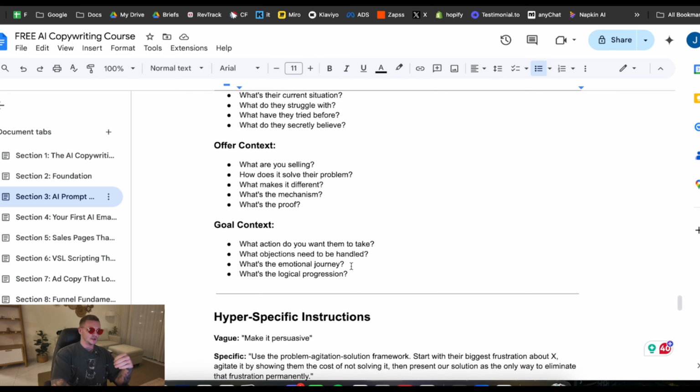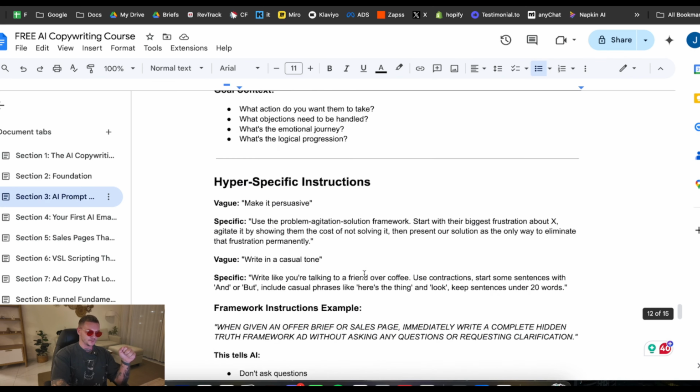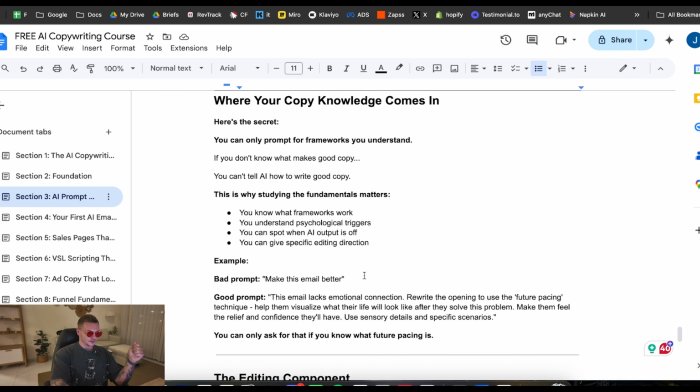What action do we need them to take? What objections need to be handled? What's the emotional journey? What's the logical next progression for them? So that's pretty much the brief.